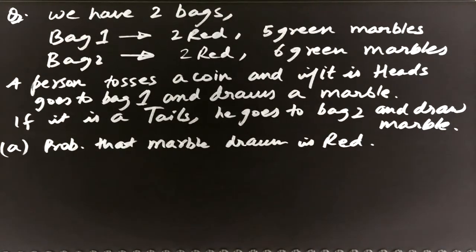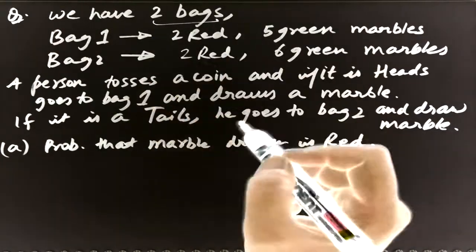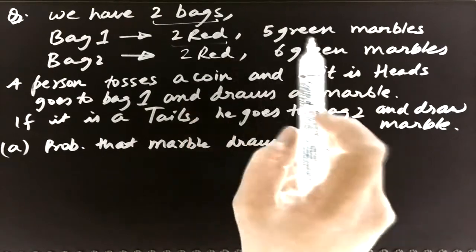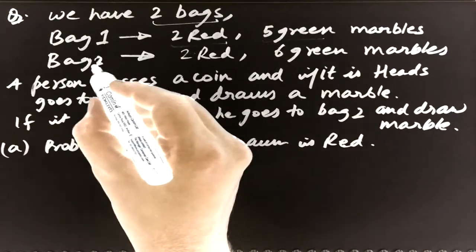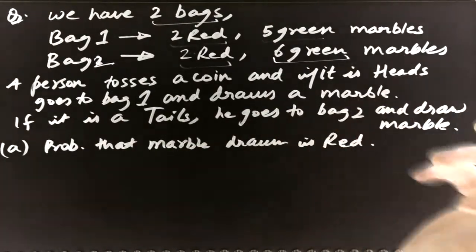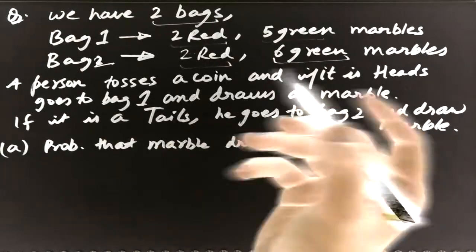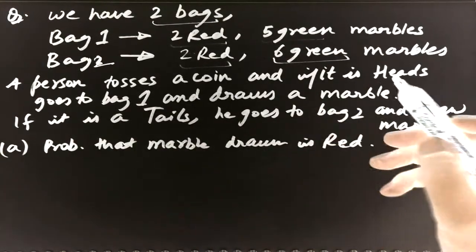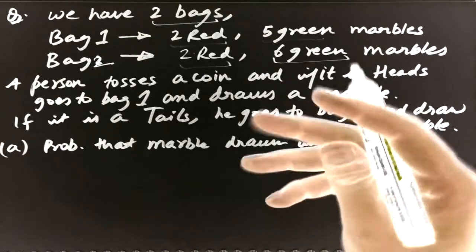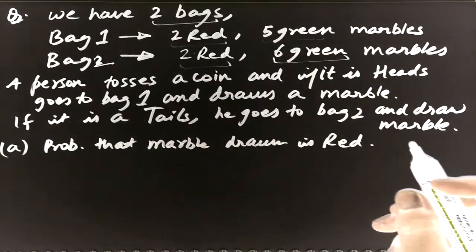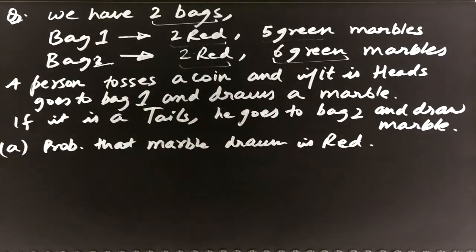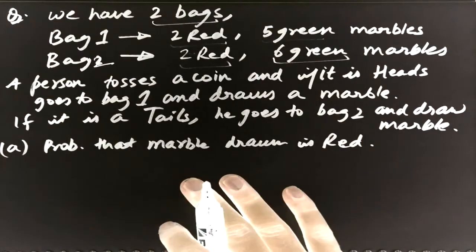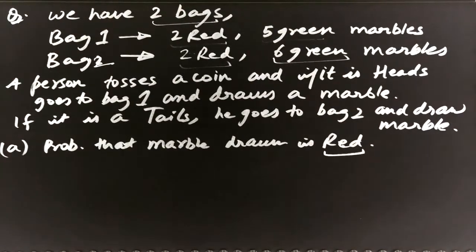Alright, so this is the question regarding the Bayes theorem, and it says we have two bags. In the first bag we have two red marbles and five green marbles, and in bag 2 we have two red and six green marbles. A person tosses a coin, and if it comes out heads, he goes to bag 1 and picks up a marble, and if it comes out tails, he goes to bag 2 and draws out a marble. What's the probability that the marble drawn is red? You have to find this.